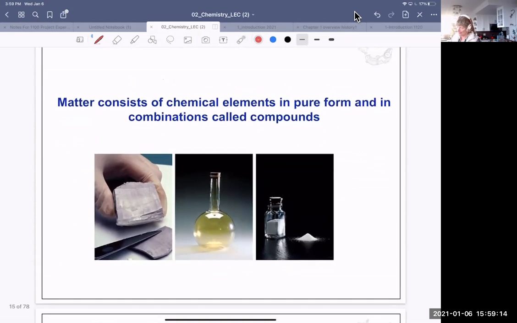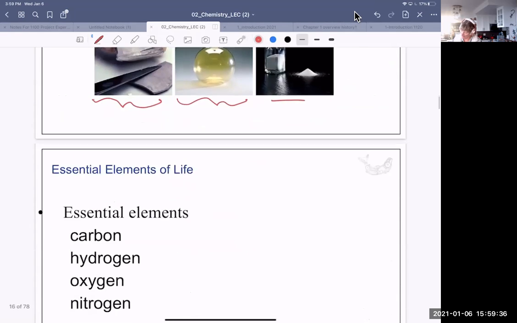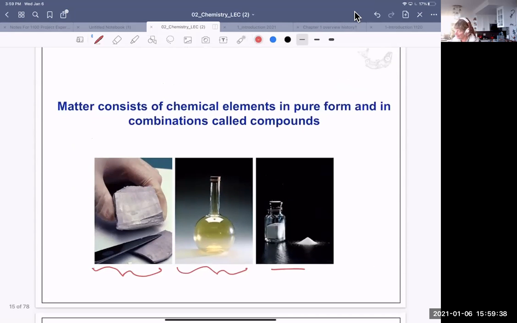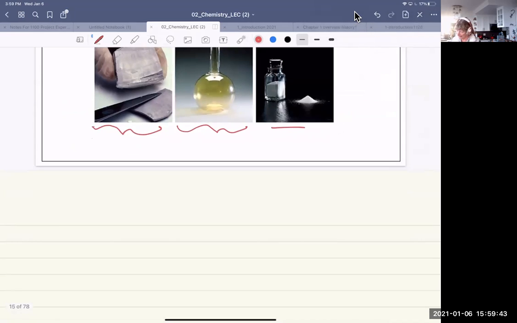What kills me about chemistry is that here you have sodium and chlorine, and you put them together and you get salt, which is funny because sodium is a metal, chlorine is a gas. Put them together and you get salt. There are 92 naturally occurring elements.